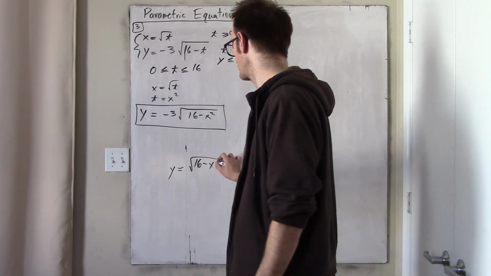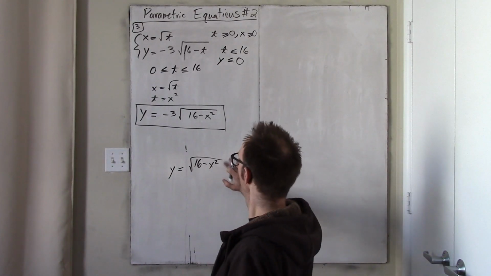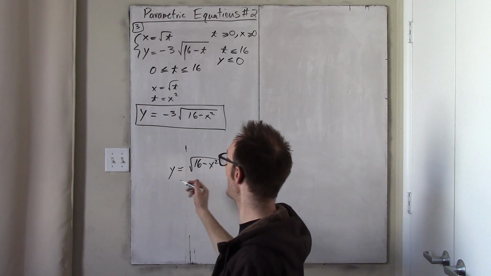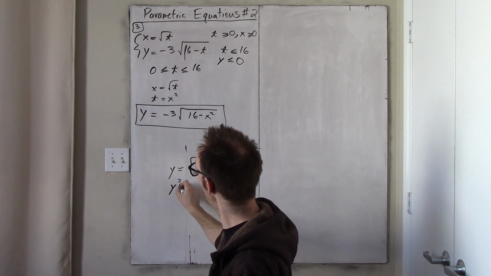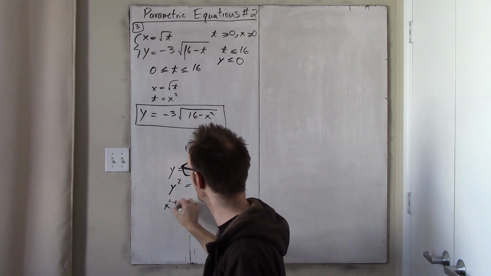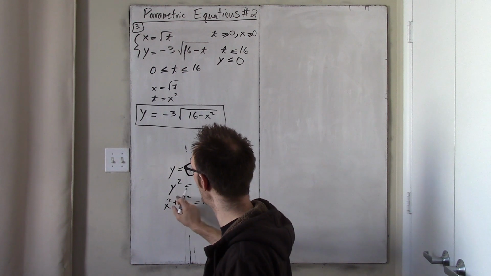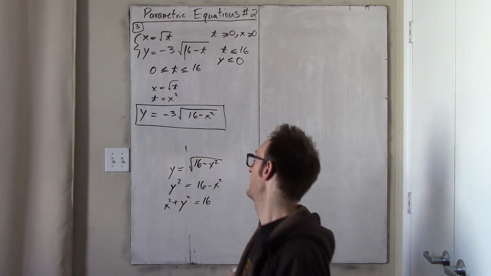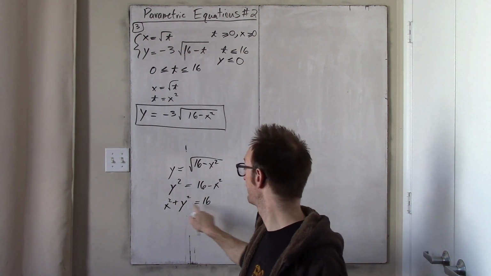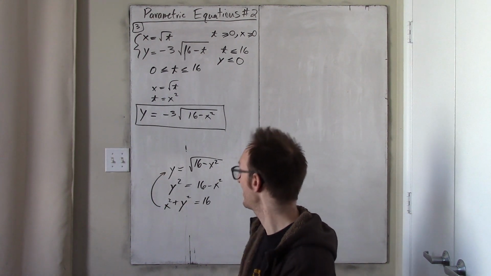What is it? It's a semicircle, and that can be seen by squaring both sides of this relationship, and we get that y squared is 16 minus x squared. In other words, x squared plus y squared equals 16. So another way to think about it is if you take the circle centered at the origin with radius 4, and you just solve for y, then you get this.